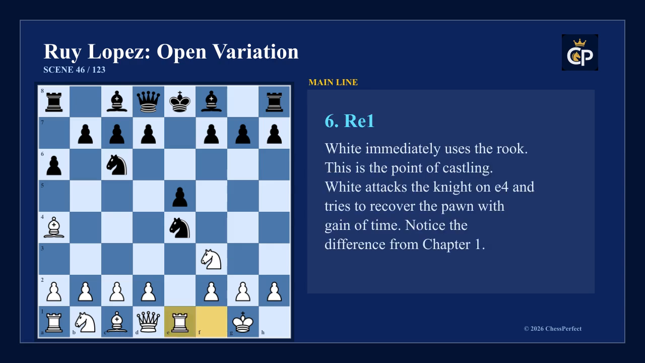Rook e1. White immediately uses the rook. This is the point of castling. White attacks the knight on e4 and tries to recover the pawn with gain of time.